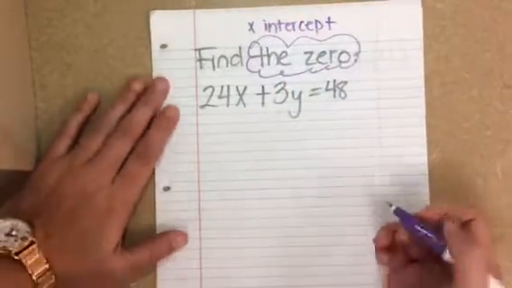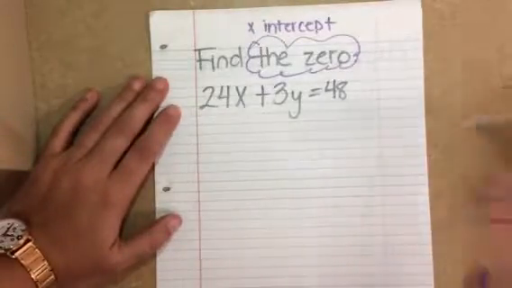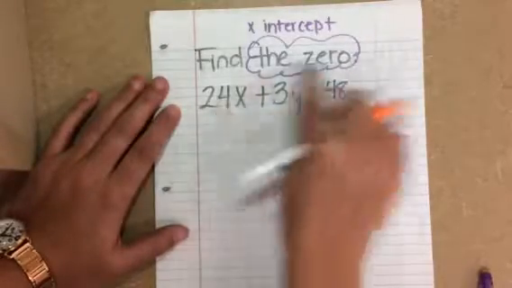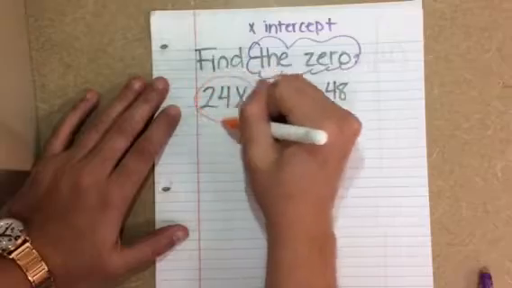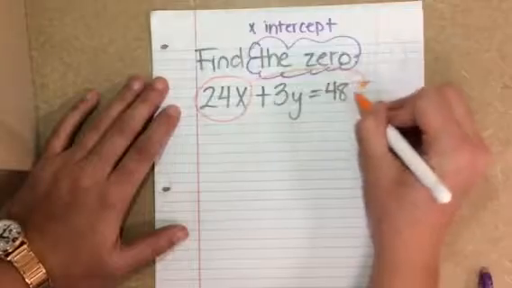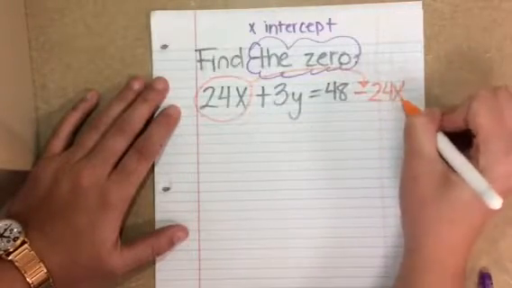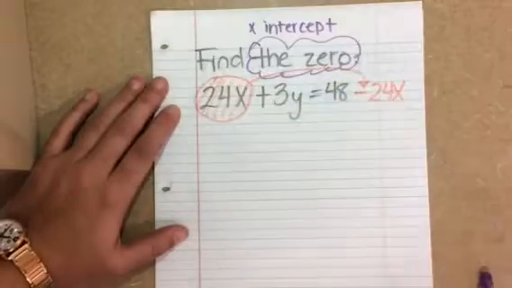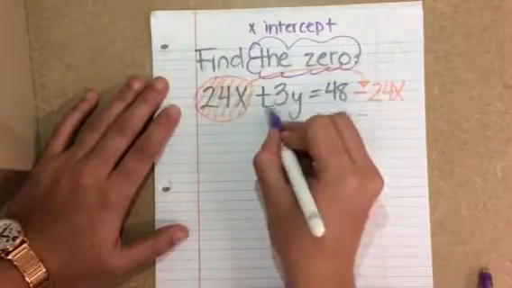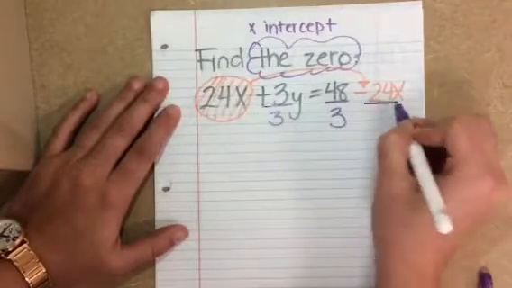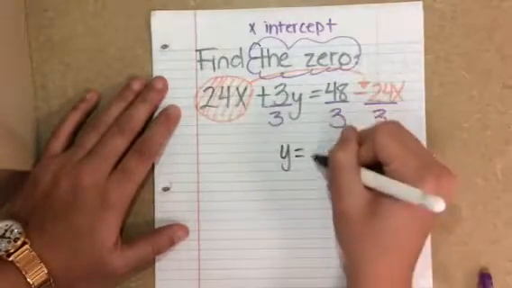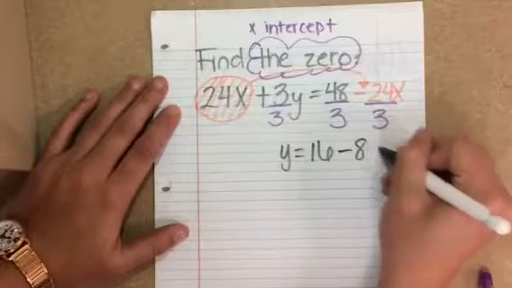So when they ask for the 0 here, you actually have to get the y by itself. So if you have 24x, you're going to get the y by itself, you have to get rid of the x. Move it to the other side. So you want to isolate y, so we move the x to the other side. So if it's a positive 24x, you're going to have to do minus 24x. It cancels out. And then you divide by the number in front of y, which in this case it's 3. And you end up with y equals 16 minus 8x.